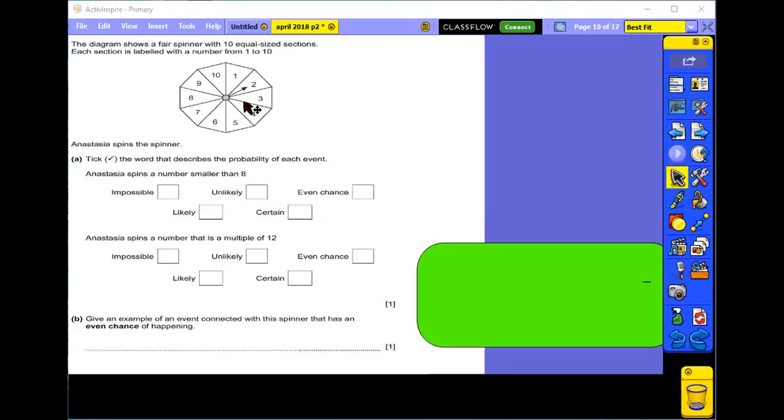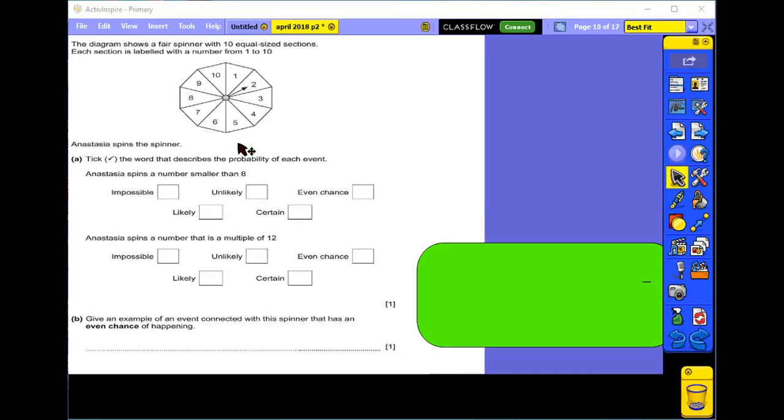Likely it's more. How many numbers are less than 8? You have 1, 2, 3, 4, 5, 6, and 7. So you have 7 numbers less than 8. 7 out of 10. So this means it's likely. Mabruk, very good job. It's likely. You understand why it's likely, Yasif, or not yet? Yeah. Okay. But can you think of the other answer quickly?